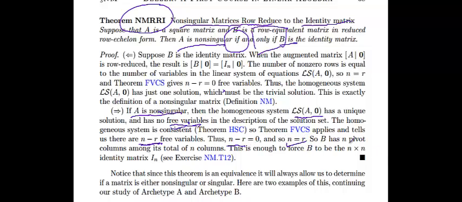That means B has n pivot columns in its n columns, so there must be a pivot in every column, and that means it must be the identity matrix. Where are you going to put all the ones? There's an exercise here that talks about that. Maybe I'll assign that exercise.